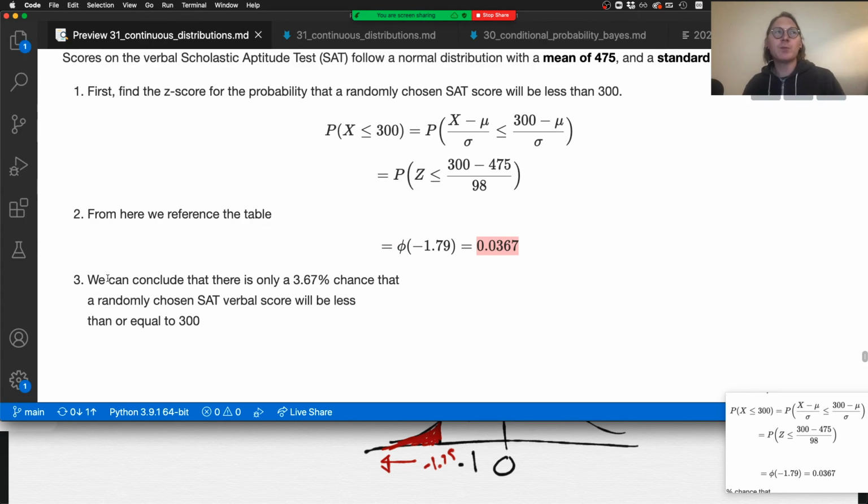And the way that we interpret that is that there is a 3.67% chance, or a 0.0367 probability, that a randomly chosen SAT verbal score will be less than or equal to 300. So that's terrible, right? That's all pretty awful.